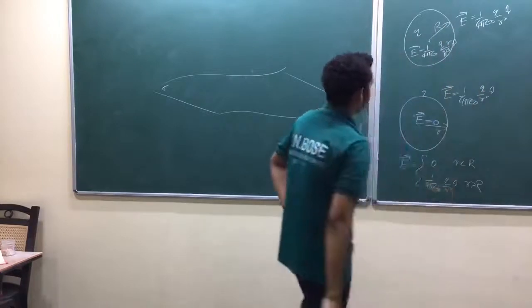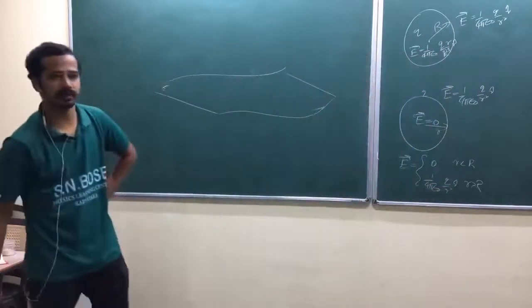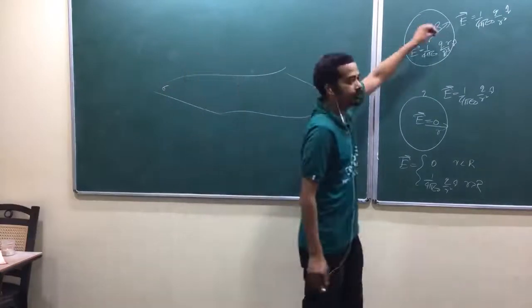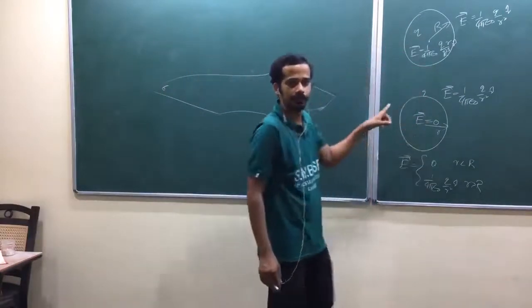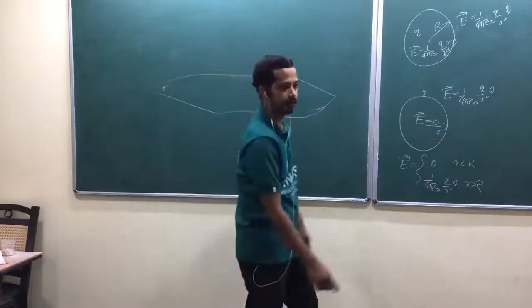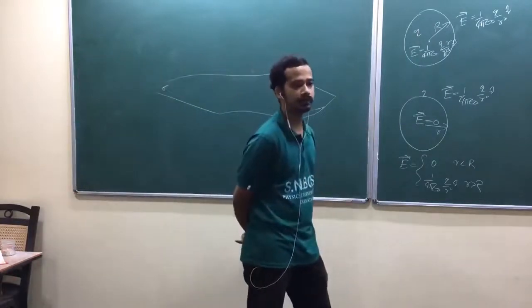Now look here. If you put r equal to capital R, those two will get matched, isn't it? Because this is a volume charge distribution, and this is a surface charge distribution. The observation is, whenever you have a surface charge distribution, your electric field will suffer discontinuity.